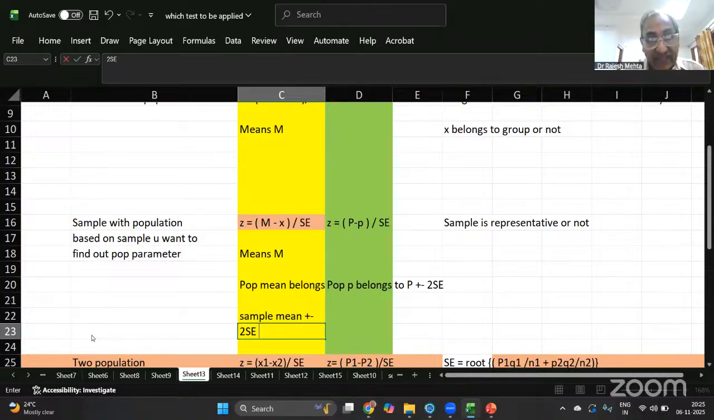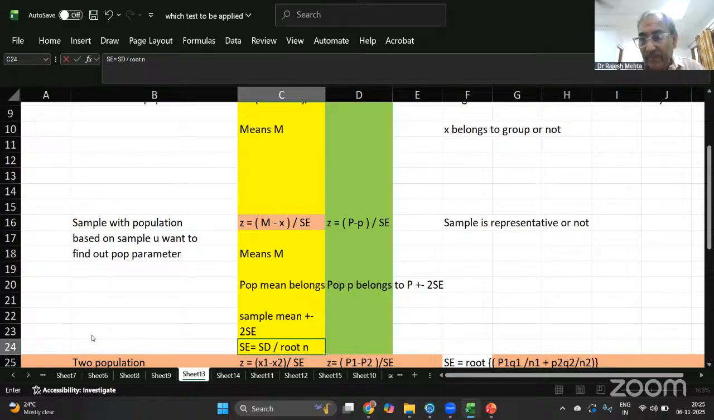But how to find standard error? In this case, standard error is equal to SD square upon n under root, or SD upon root n. So whatever you want to take, SD divided by root n. That will give you standard error.